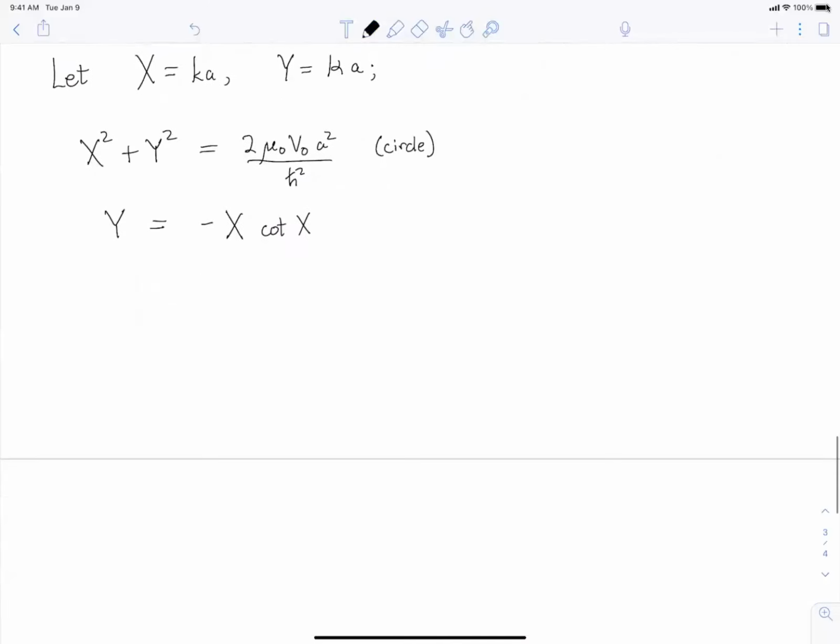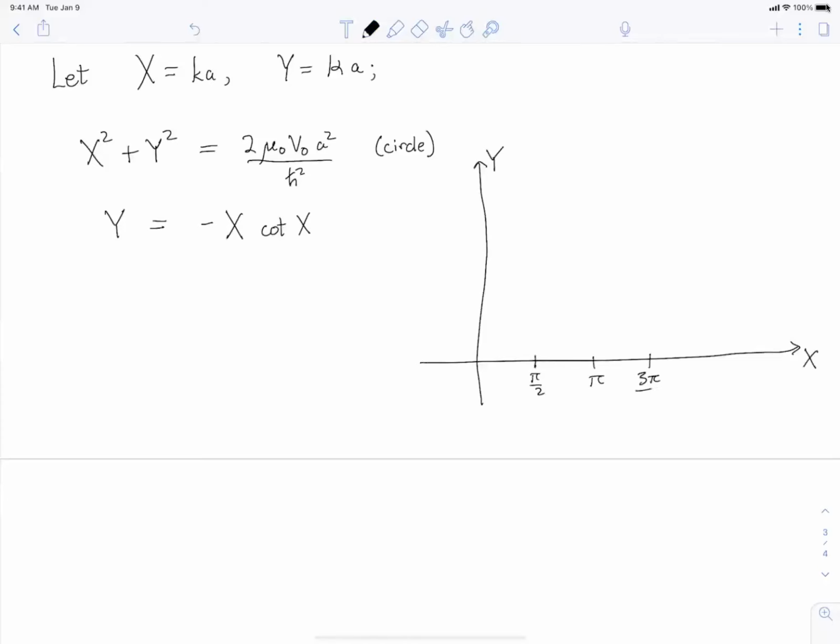Okay, and so now we do a graphical analysis to figure out where the solutions might be. So as a function of x, we're plotting y. And so first let's do the second equation, y equals minus x cotangent x. So if we mark off here pi over 2 and pi and 3 pi over 2 and so on, these solutions look kind of like this. They go asymptotically up. That's a terrible line.